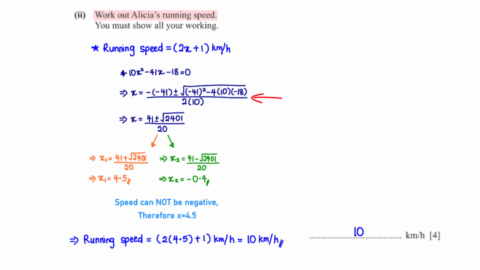The numbers under the square root, negative 41 squared minus 4 times 10 times negative 18, is 2,401, and the denominator, which is 2 times 10, is equal to 20. For the first possible value of x, we get 4.5, and for the second possible value of x, we get negative 0.4. The value of the speed cannot be negative, and so we go with x equals 4.5, which gives us Alicia's running speed to be 10 kilometers per hour.